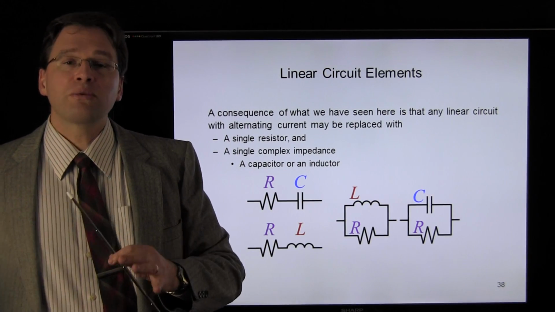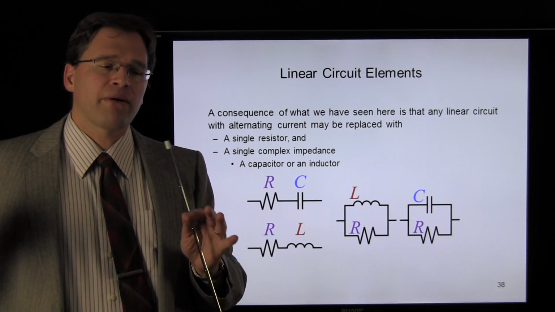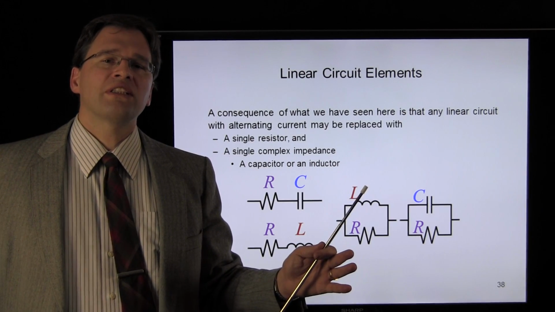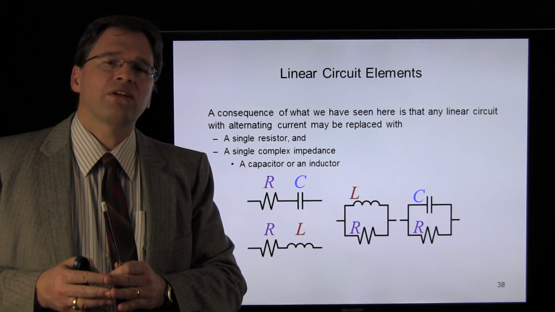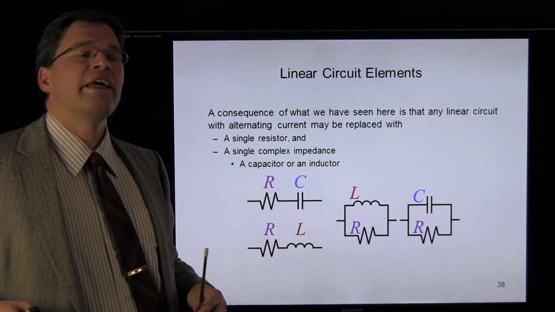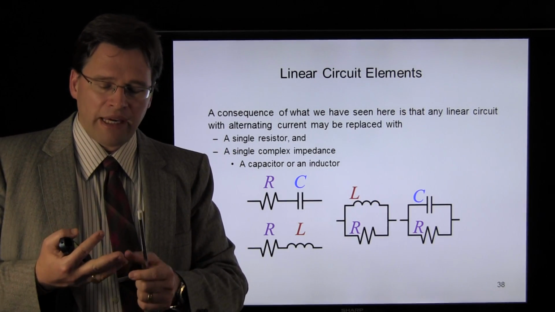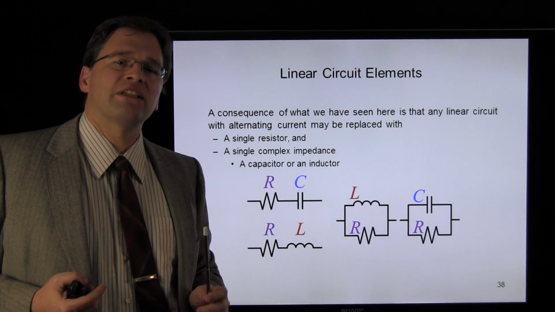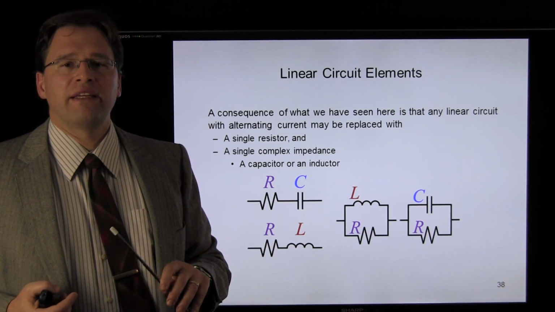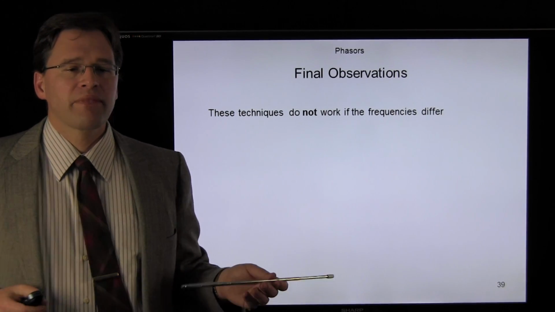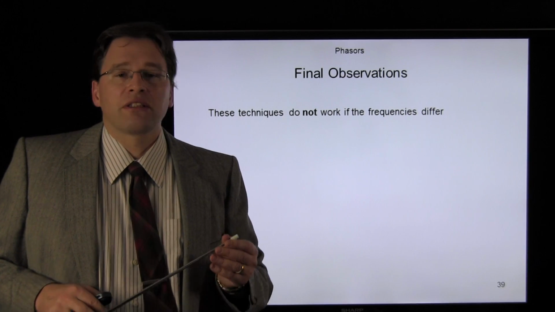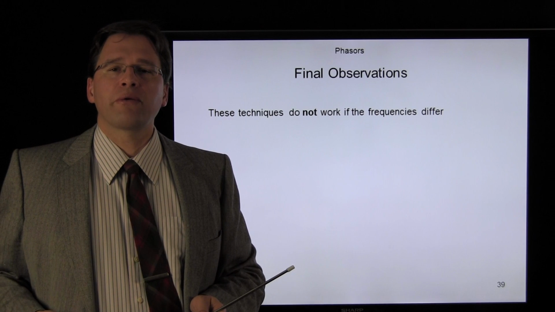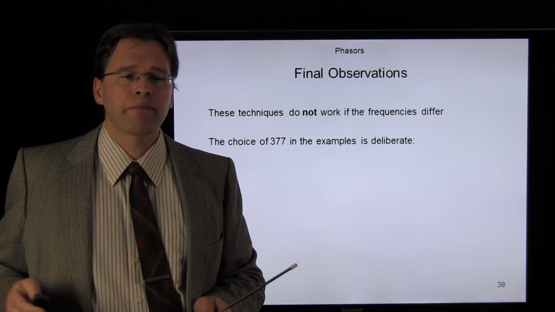However, you remember that any circuit of resistors can be simplified to a single resistor. Well, if we're dealing with alternating current, any circuit of inductors, capacitors, and resistors can be simplified into something containing only a resistor and either an inductor or a capacitor. So a few final observations. The techniques that we've discussed here do not work if the frequencies of the different sinusoids differ.